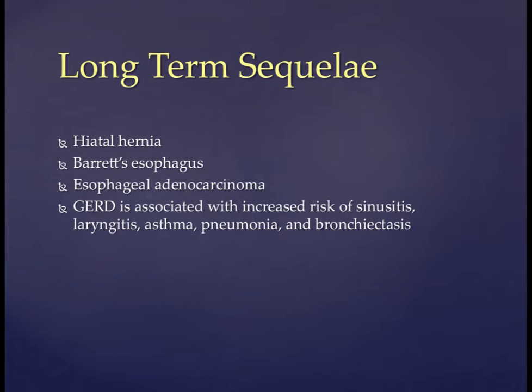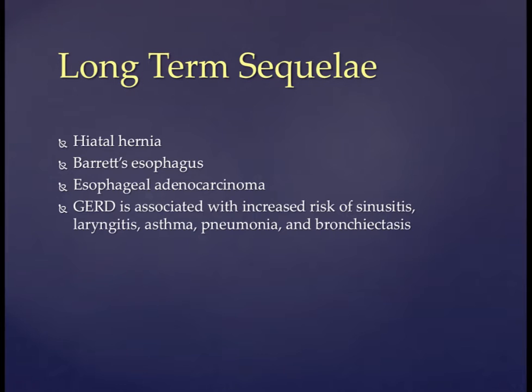The next bullet is Barrett's esophagus, and this is a very alarming adverse outcome that can come from prolonged gastroesophageal reflux disease. It's when the normal cells of the esophagus are replaced with cells that are more similar to our small intestinal cells, so they don't function like the normal esophageal epithelial cells, and they turn into precursors for esophageal adenocarcinoma. So Barrett's esophagus is a very serious condition that can lead to cancer.